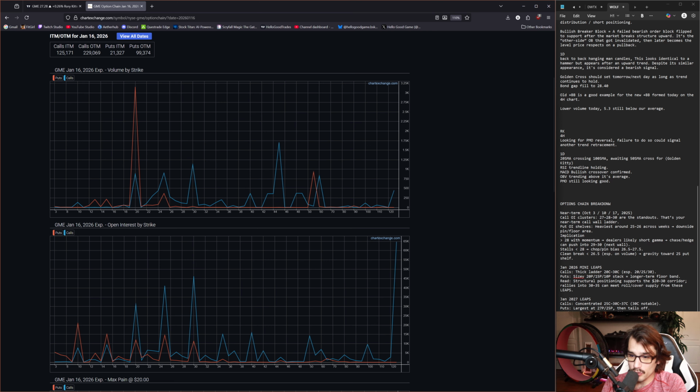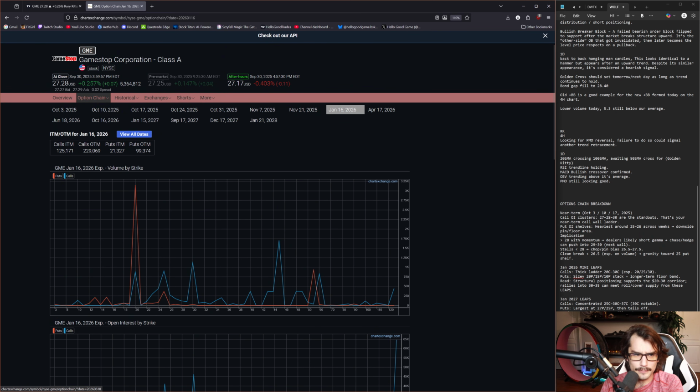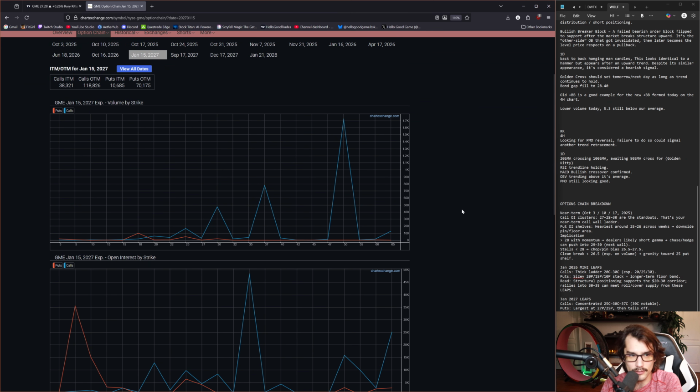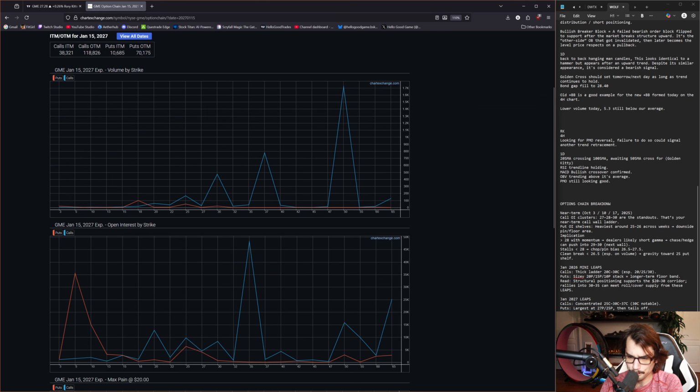So the read on this: structural positioning supports the 20 to 30 corridor, rallies into 30, 35, can meet rollover and cover supply with these leaps. Obviously, they would be interacted with if we got some price movement. And then real leaps, not just these quarterlies. They used to be leaps, but they're a little early to expiry now. Concentrated 25 call, 30 call, 35 call really is the big standout here in the open interest.